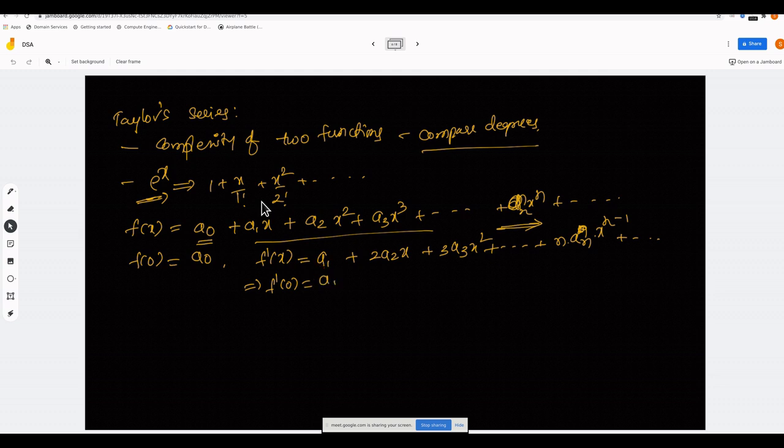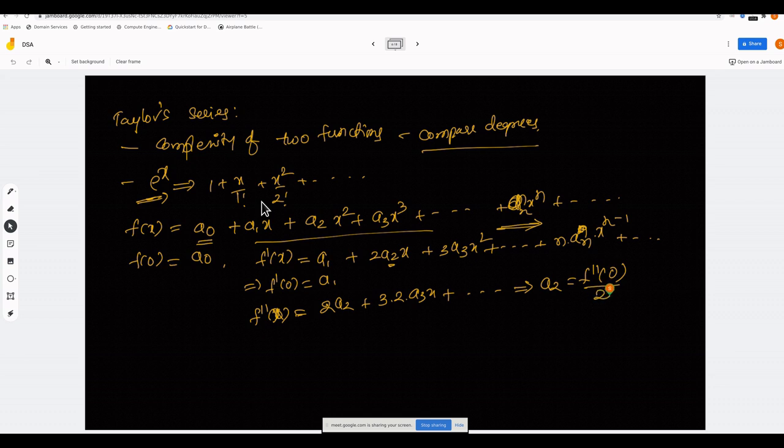Similarly, if I want to get a2, I will differentiate f dash x again, which is the double differentiation of f of x. That would give me 2a2 plus 3 into 2 into a3x plus so on, right? So this means a2 is equal to f double dash of 0 by 2.